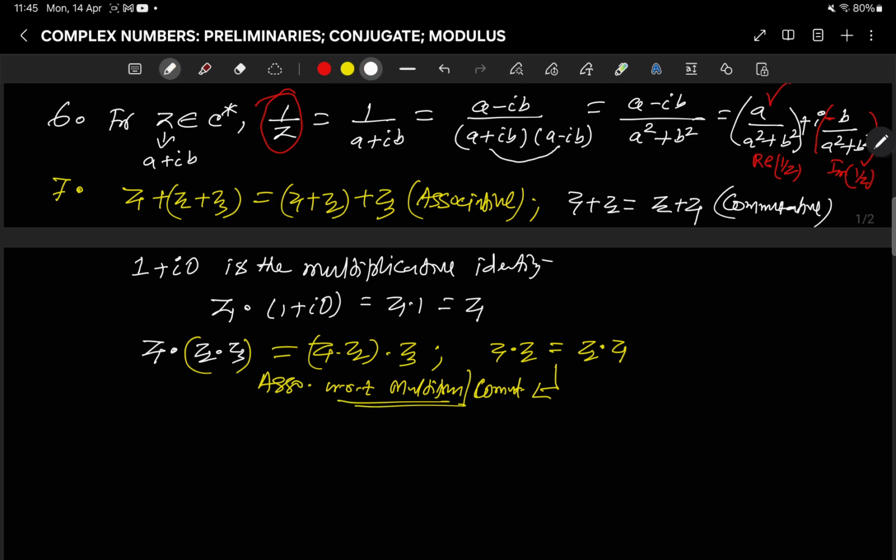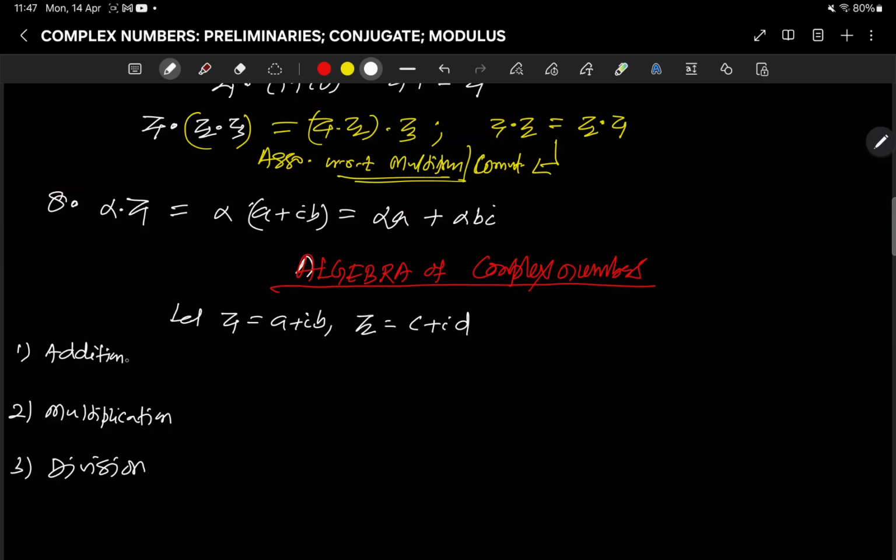Coming to property number 8. Remark 8: if I write alpha into Z1, where Z1 is A plus iB, I can write it as alpha A plus alpha B i.